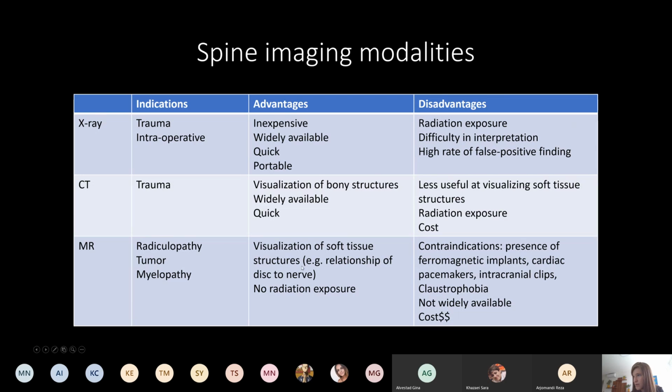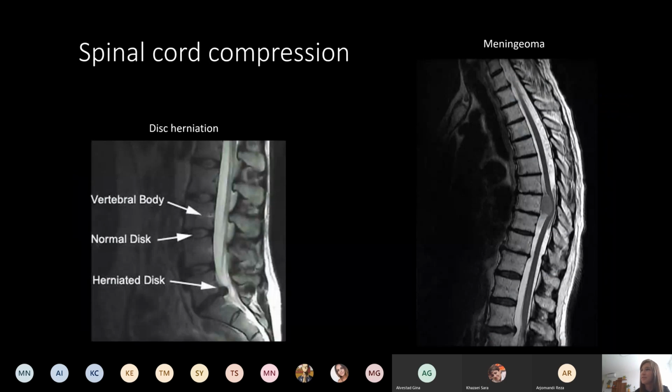You can see the relationship of disc to nerves. So if there's a disc herniation, you can see if it's close to an exiting nerve, and you can find the cause of back pain. There is no radiation exposure, but it's really expensive and not widely available. It's a problem when a patient is claustrophobic, and I already talked about contraindications like metal implants. So it's the same for the spine as in the brain, except that in the brain we don't really use X-ray at all.